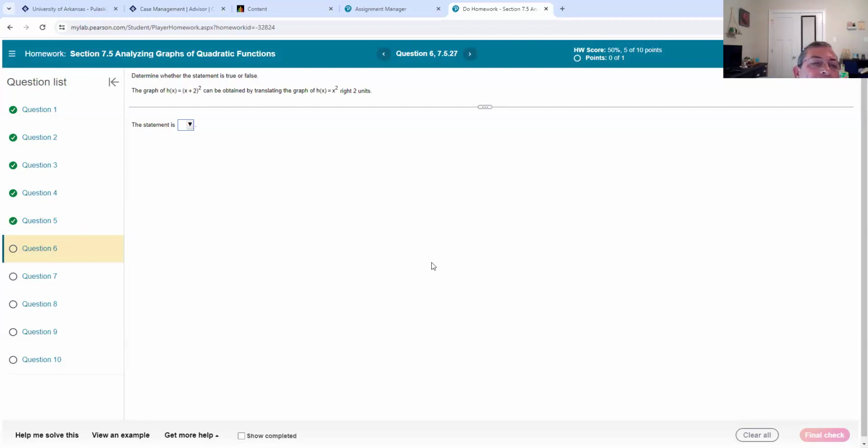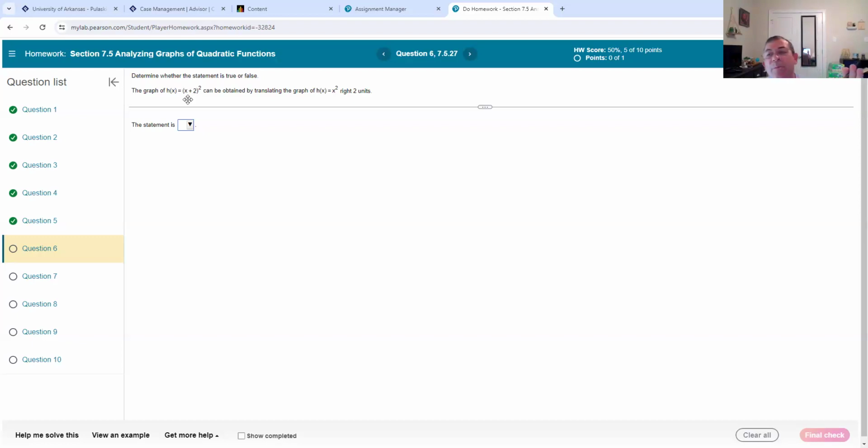Now, knowing what we learned in 7.2, this x plus 2 squared. Does that x plus 2, remember that plus 2 is positive. So when we were messing with the x's the other day inside the parentheses, and we were adding numbers to it, did it move me left or did it move me right? Because they're saying I can obtain that graph by moving this right 2 units because of that plus 2. So are they actually right or are they false?